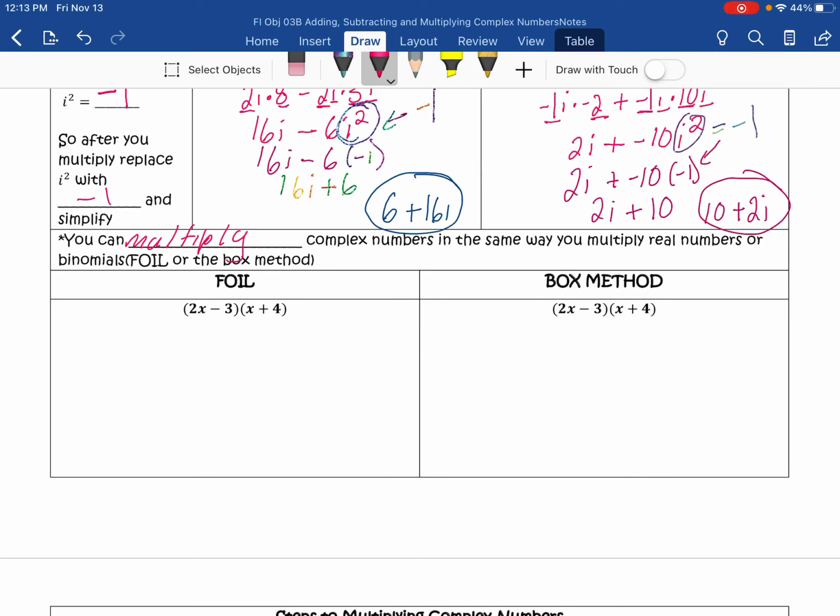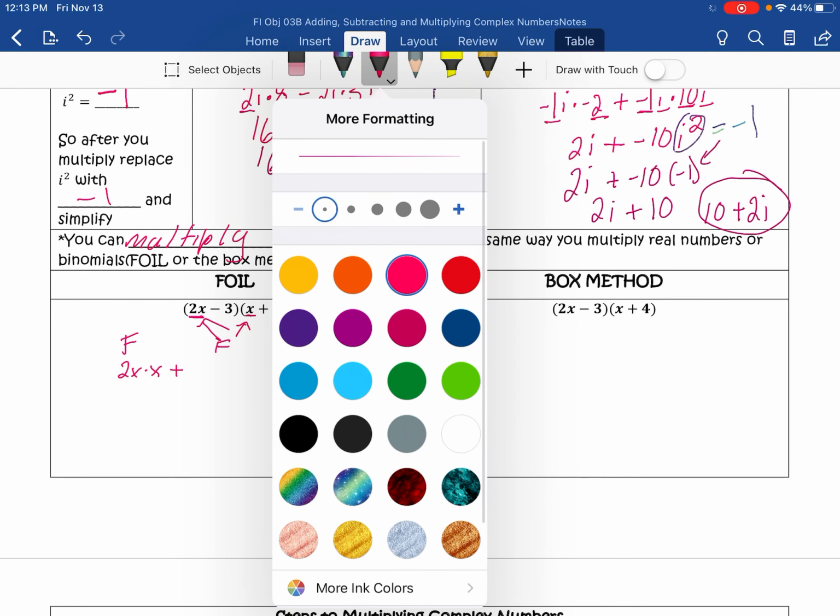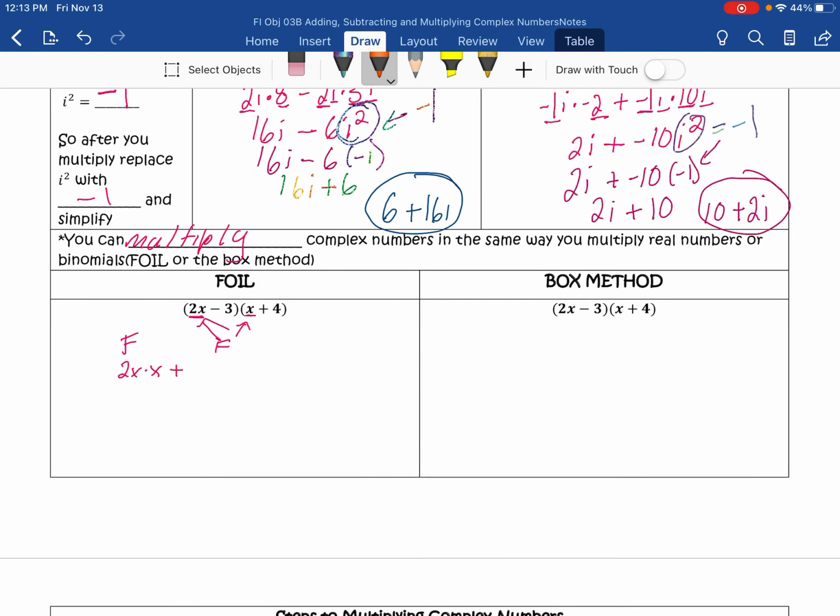Since I'm not sure how you learned to multiply binomials, I'm going to actually go through both methods really quickly. So FOIL, you start with your first terms. My first terms are the 2x and the x, and you'd multiply. So my first is going to be 2x times x. And then the O for FOIL would be the outside terms. My outside terms would be the 2x and the 4. So that's going to be 2x times 4.